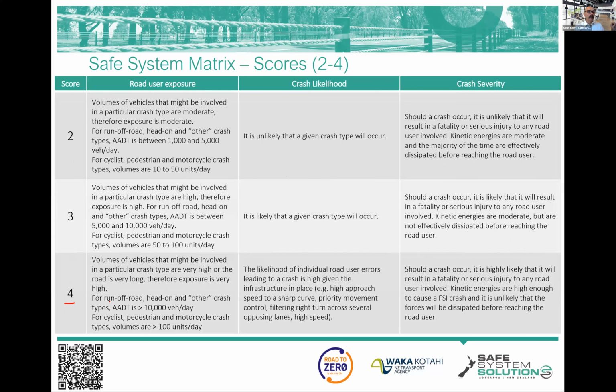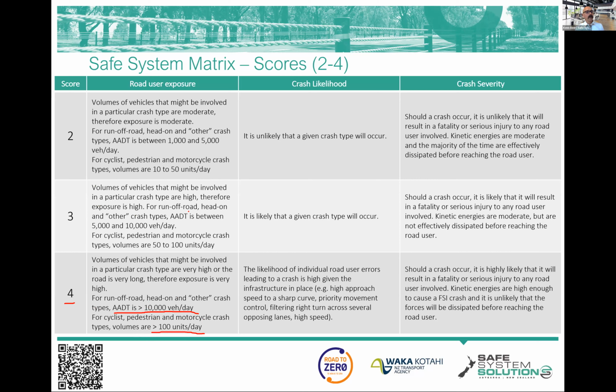Okay, and then it brings it back to something that we can tangibly use here. For runoff road, head-on, and other crash types, AADT is greater than 10,000 vehicles a day. For cyclists, pedestrians, and motorcycle crash types, volumes are greater than 100 units per day. So if we've got traffic volumes or sort of general ideas on traffic volumes, we simply are able to go to this scoring reference sheet and see if it fits in with a 4, is it greater than 10,000? We say, oh, no, it's not. Well, let's go down to the next one.